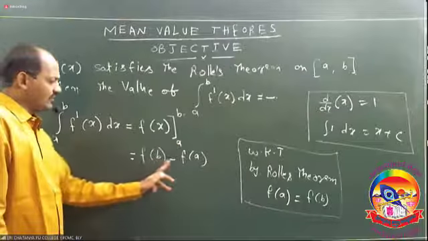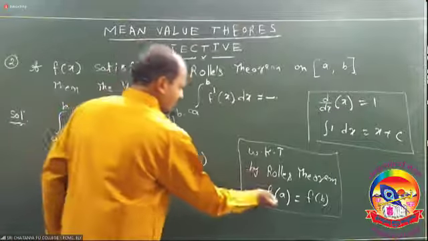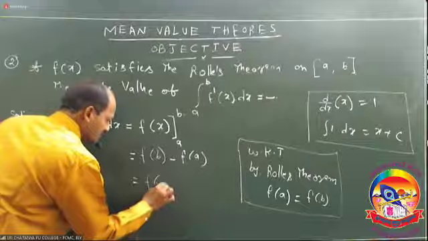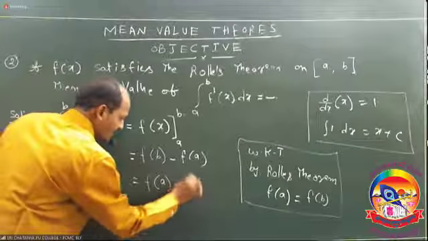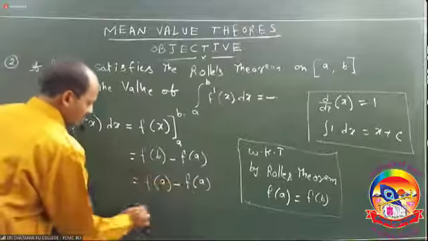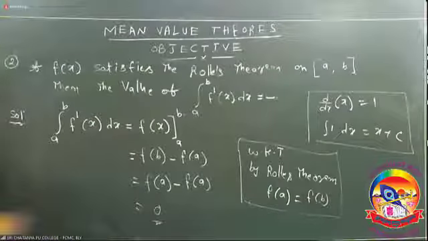So, f of b minus f of a. According to Rolle's theorem, f of a is equal to f of b. Clearly, it is f of a minus f of a. One positive value, another negative value, they cancel, and we get the answer. Okay? Once again, listen to this one.